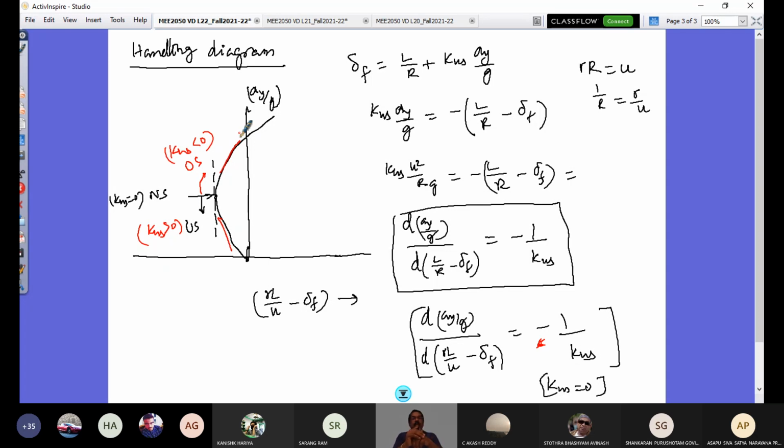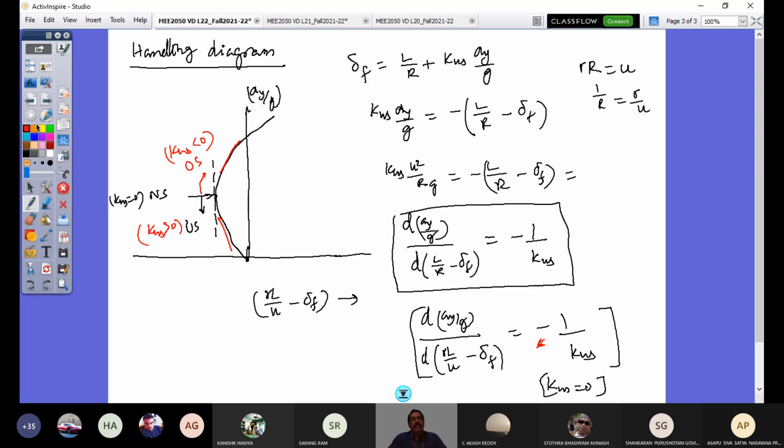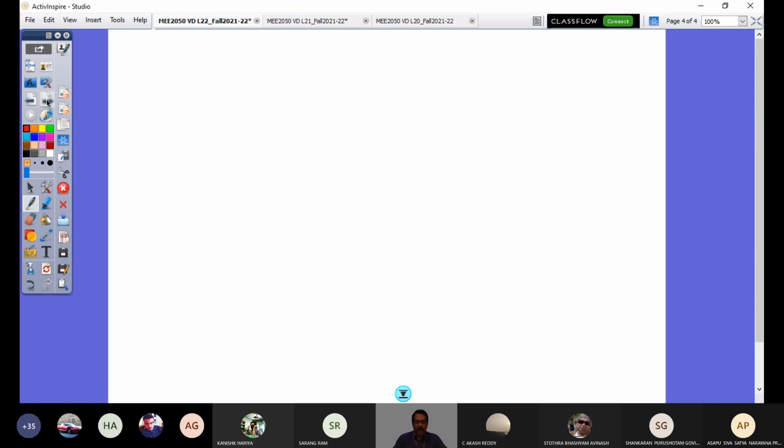This diagram is to say the behavior of a road vehicle in the lateral direction during high speed or moderate speed cornering for the varying operating conditions, right? Hope you followed this handling diagram. Now let's look at what are the various tests that are conducted for handling characteristics. So, testing of handling characteristics of vehicle.